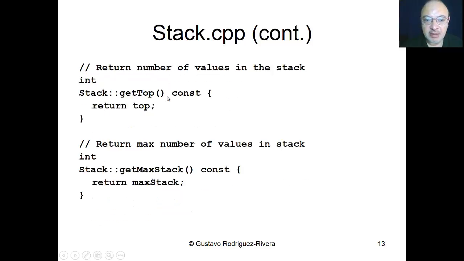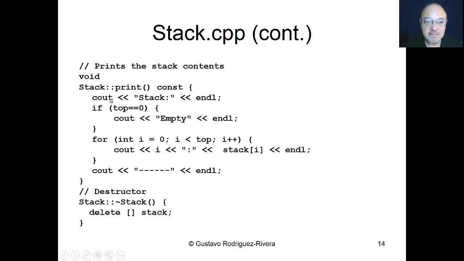So that was the pop. Then we have get top, that is going to return the top of the stack. Here the const basically means that we will not modify the object. Then we have get max stack, that returns max stack. Again, we pass it as const, and print.